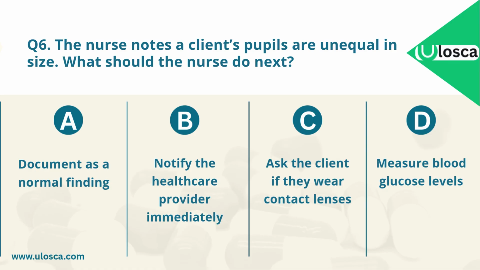Question 6. The nurse notes a client's pupils are unequal in size. What should the nurse do next? A. Document as a normal finding. B. Notify the healthcare provider immediately. C. Ask the client if they wear contact lenses. D. Measure blood glucose levels. Which one is the correct answer?